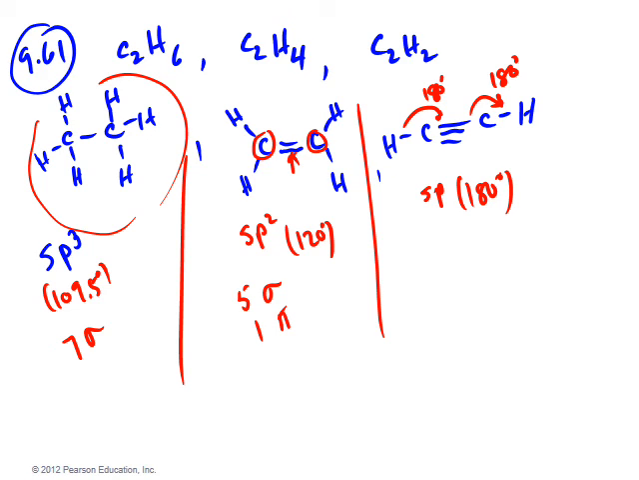In the last molecule, each carbon-hydrogen bond is a sigma bond, so that's 2, and one of these 3 bonds in between is a sigma bond. Let me show you that. So now we have 3 sigma, and the other 2 making the triple bond would be 2 pi bonds. So keep that in mind.